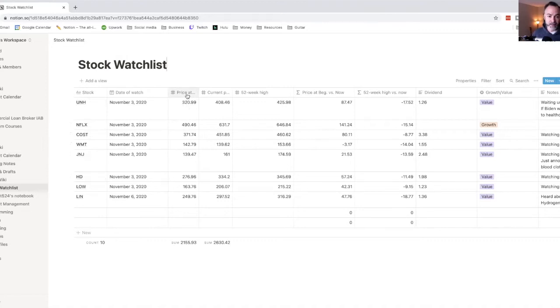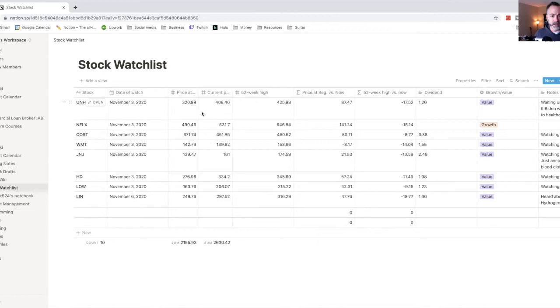The price at the beginning is what this says, or sorry, price at watch, when I started keeping an eye on that stock. The next column is the current price. And so I update this only once a week. Otherwise, it's a little burdensome to update. So on every Friday, I go in when the market's open and I update the current price of the stock.